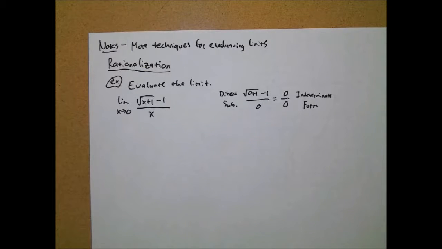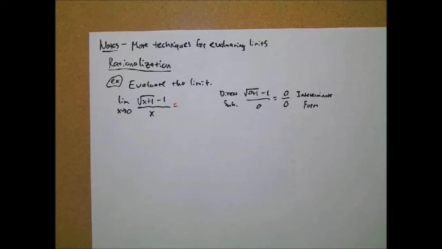Okay, so what do we say here? What is this limit? If we use our table on our graphing calculator, what does it look like it's approaching? What do we say there? The limit as x approaches 0 of root x plus 1 minus 1, all over x, looks like it's equal to 0.5, or 1/2.